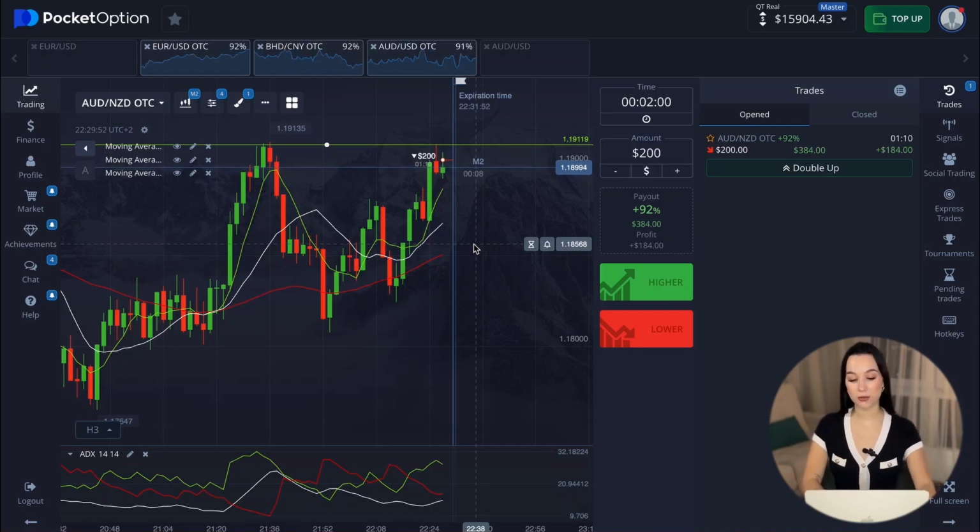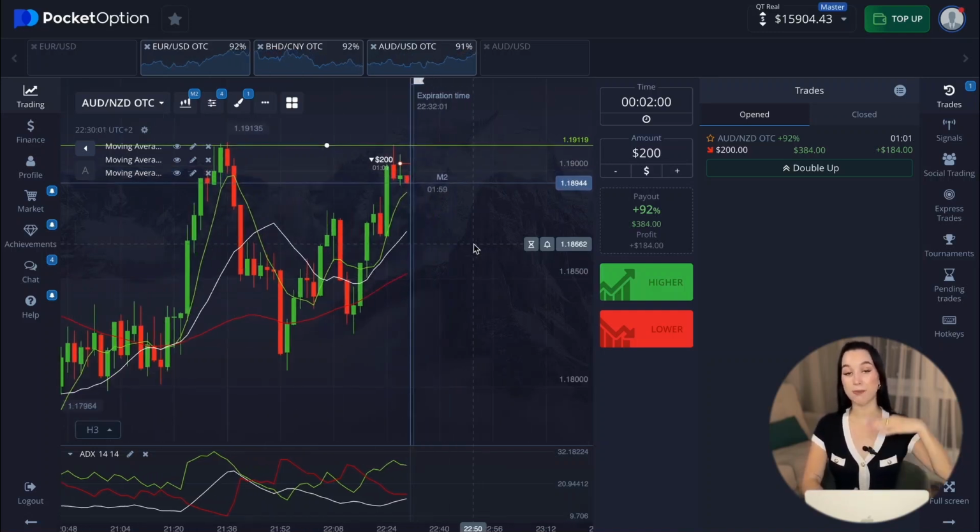2 lines of moving average, the green line and the white line, intersect each other and go up in the same direction. Also on the ADX indicator, the green line of ADX is above the red line of ADX, so it means that our chart should grow, our chart should go up higher.